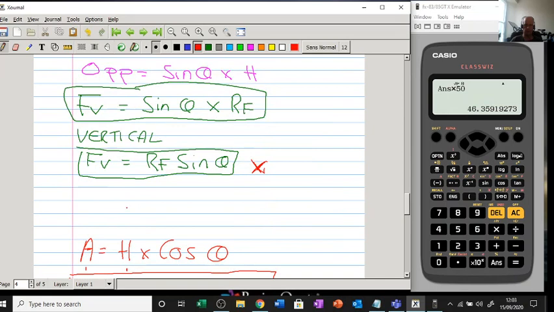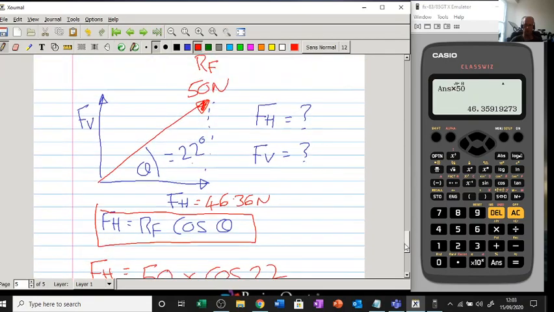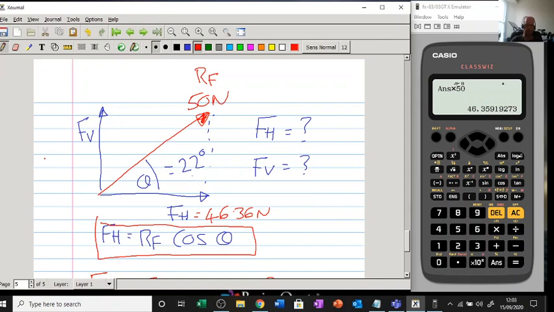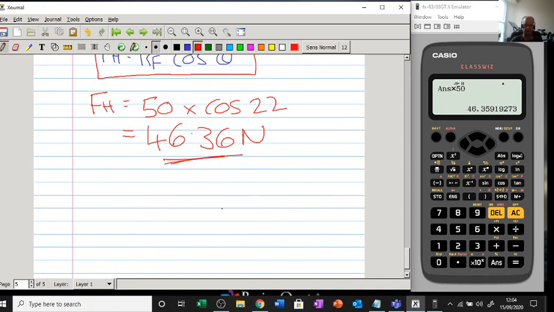Sorry, viewers. Vertical force is going to be the resultant force times sine of the angle. So this is going to be RF sine, sun going up, look, sine of the angle. So I'll do it down here. FV equals the resultant force times sine of the angle. So resultant force we know is 50 times sine of the angle, which is 22.